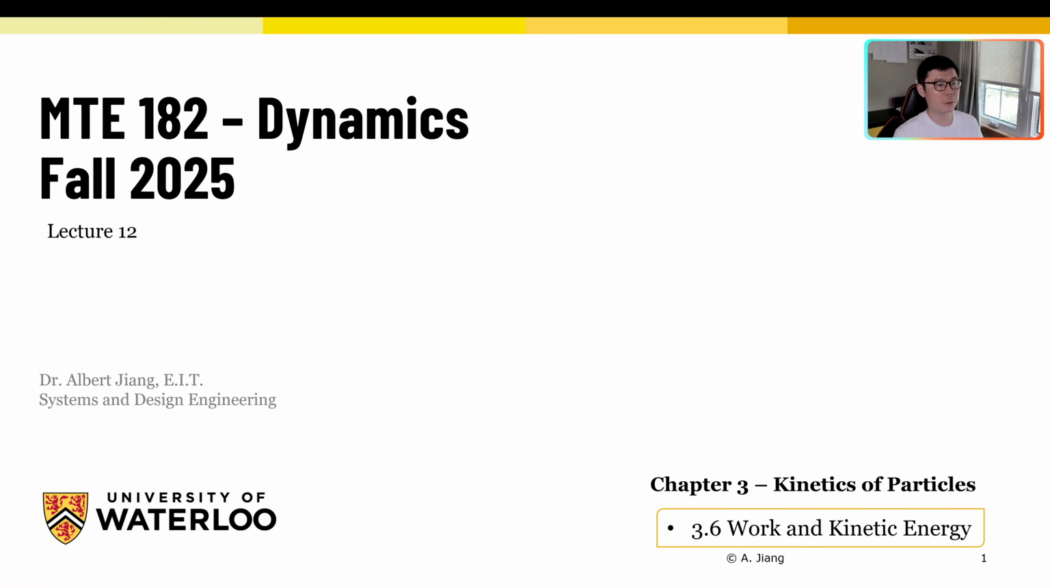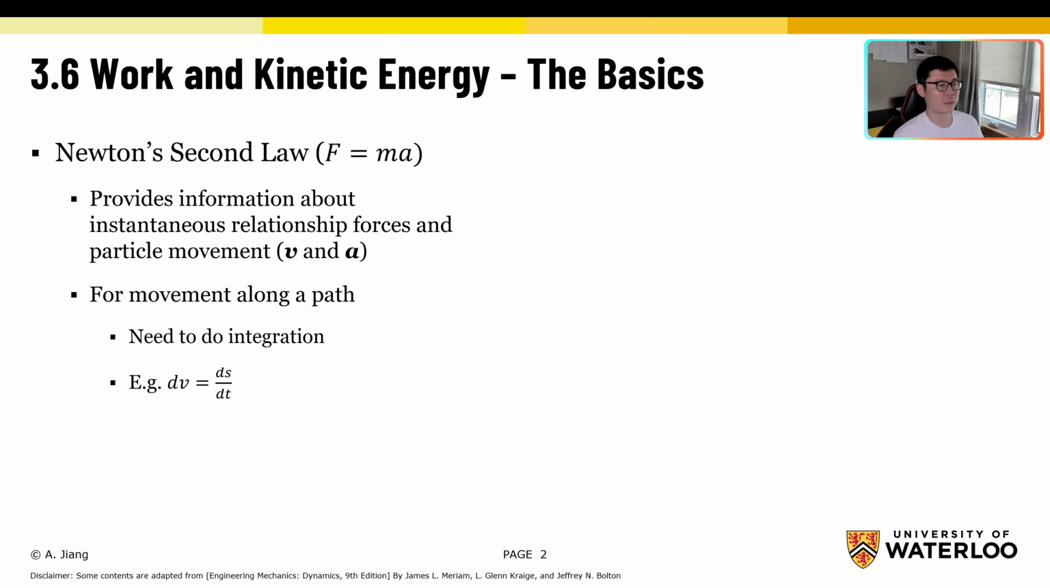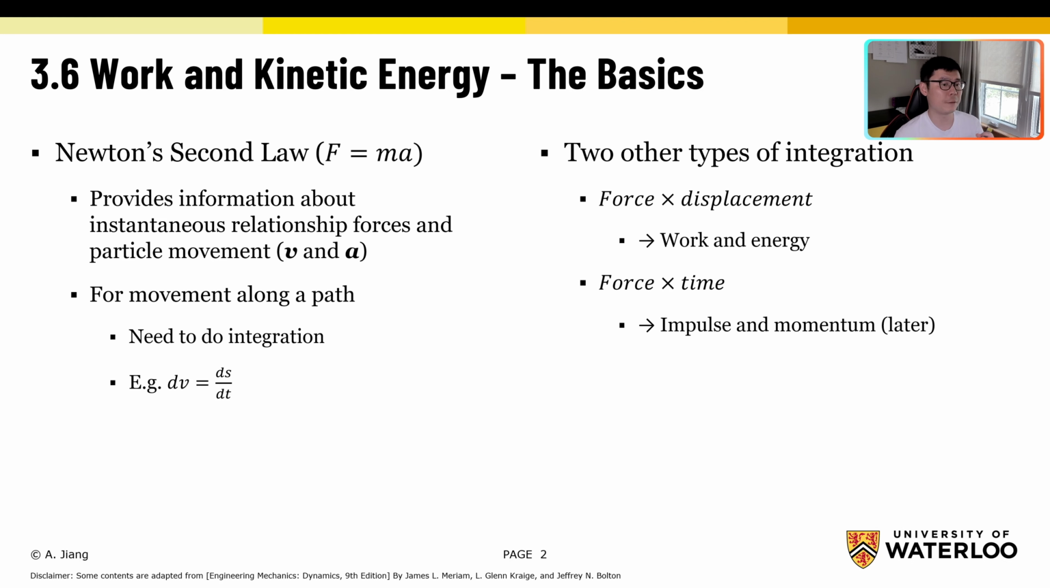In this video, we will discuss work and energy. We have been talking about using Newton's second law for a while. F equals ma provides information about the instantaneous relationship between force and particle movement, velocity and acceleration. In the previous chapter, we can integrate equations such as dv equals ds over dt to find out what's happening along the path. There are two other types of integration we can do involving the force variable.